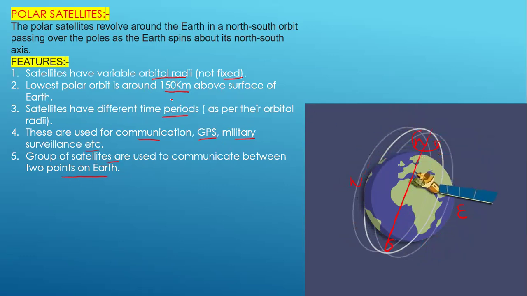A very interesting thing is that the satellite which is 150 kilometers above takes only 90 minutes to go around the Earth. Like if it starts from here and goes around the Earth, it will get back to the same point in just 90 minutes. It shows that they are very, very fast moving satellites.